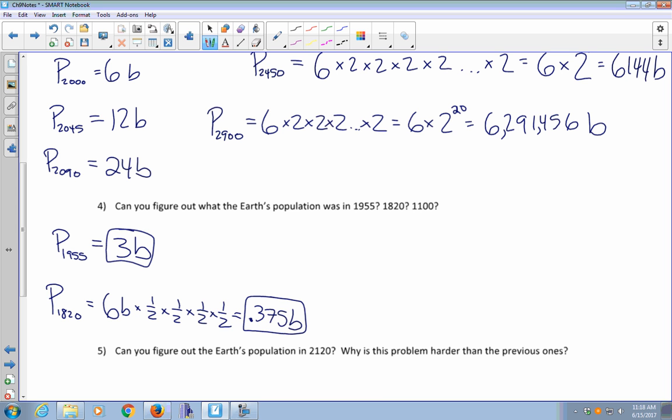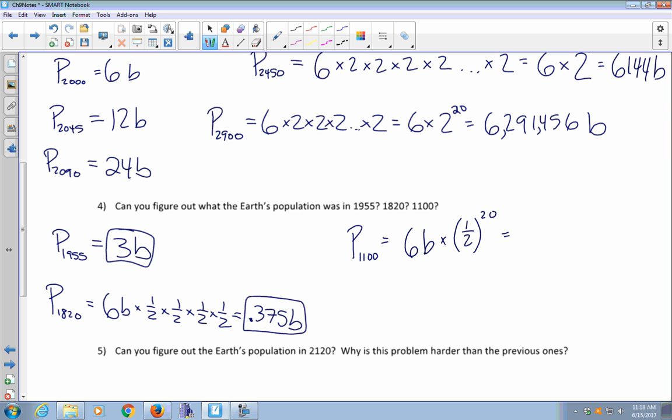All right, 1100, that's way, way back. Population in the year 1100. Well, 2000 minus 1100 is 900 years. This is 900 years in the past. Divide that by 45, that's 20 sets of 45. So I have to take my 6 billion people and halve it 20 times. So I'm going to multiply by a half 20 times, which I could write as 1/2 to the 20th.